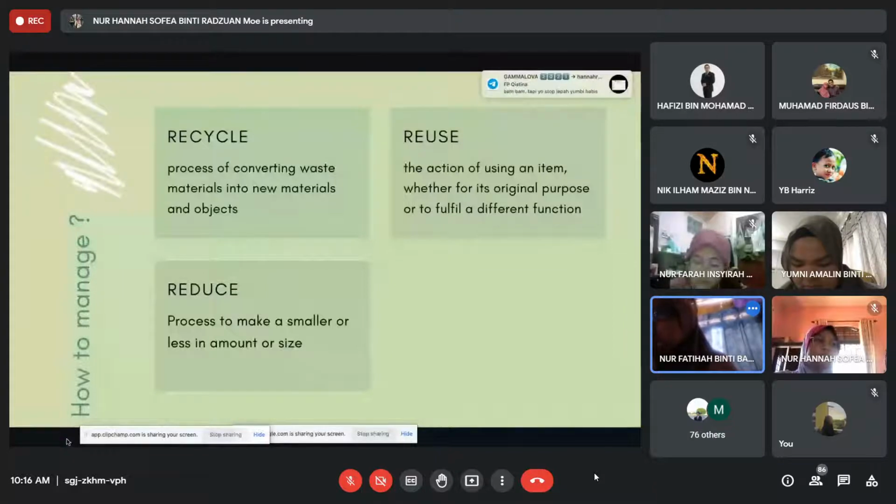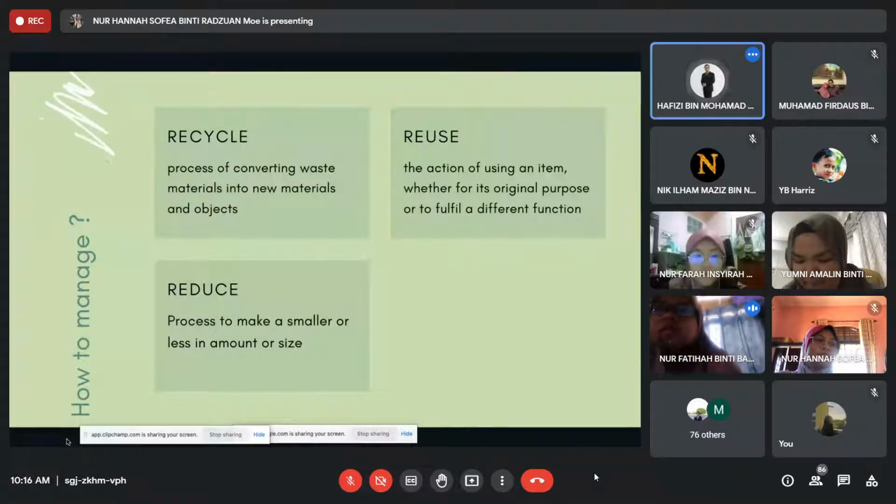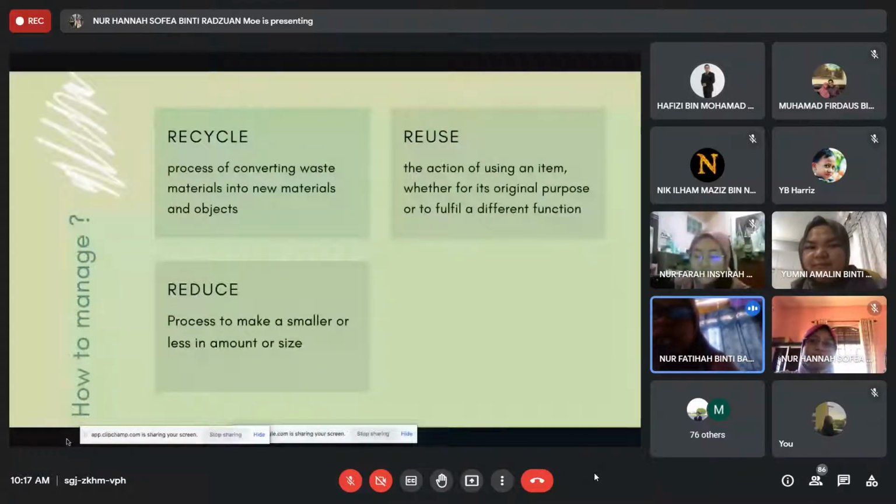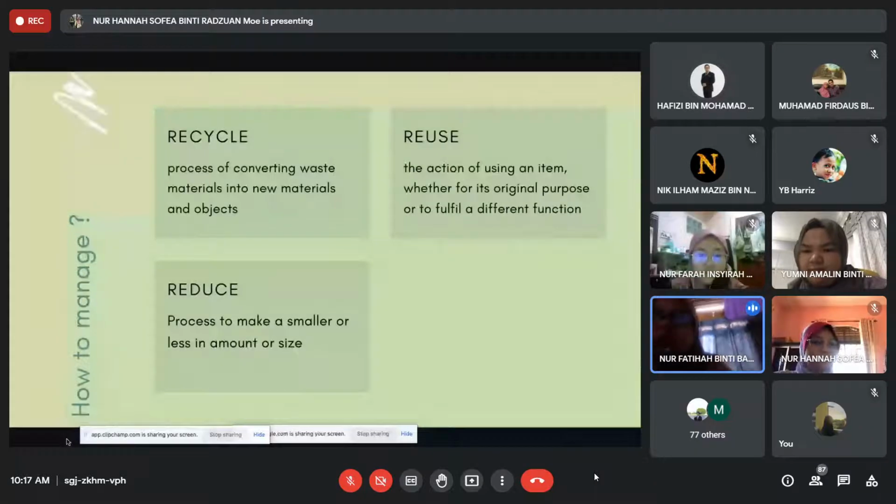Okay, so this is one of the ways to manage waste using the green technology method. First, we use the 3R method that we have learned since primary school. Okay, so 3R. 3R is recycle. Recycle means the process of converting waste material into new material and objects. So recycle is the process where we convert discarded items into new items.